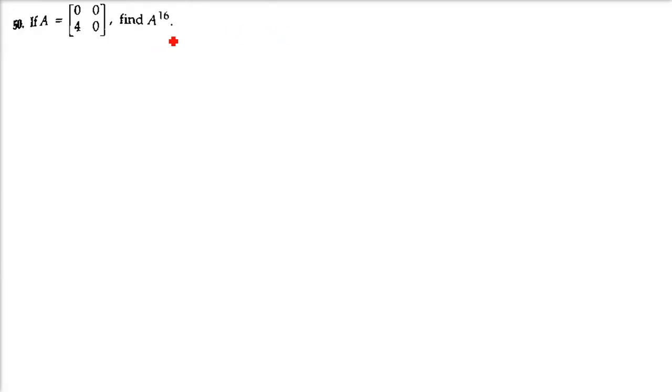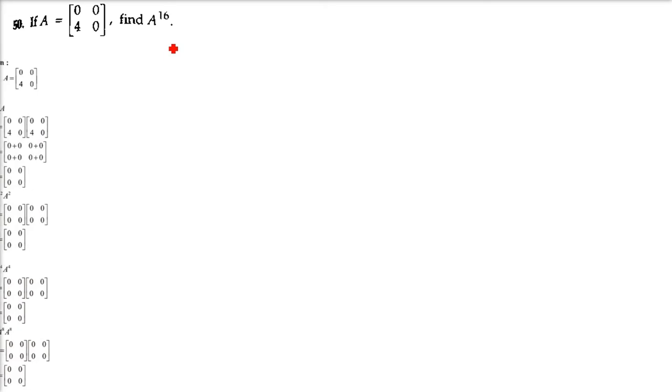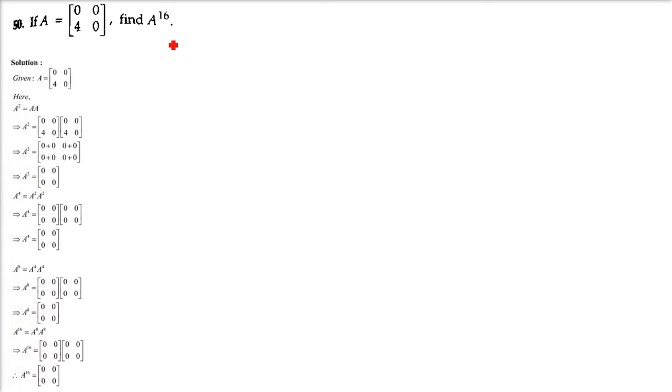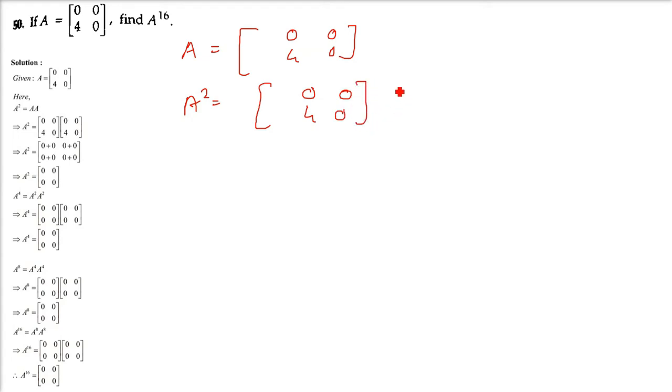If A is this, A to the power 16 is what? A to the power 16 seems to be pretty difficult. But when you do A into A, you will see that everything is 0. So finally a null matrix will come. A is what? 0, 0, 4, 0. Now you just see the A square. 0, 0, 4, 0. Multiply this again by 0, 0, 4, 0.